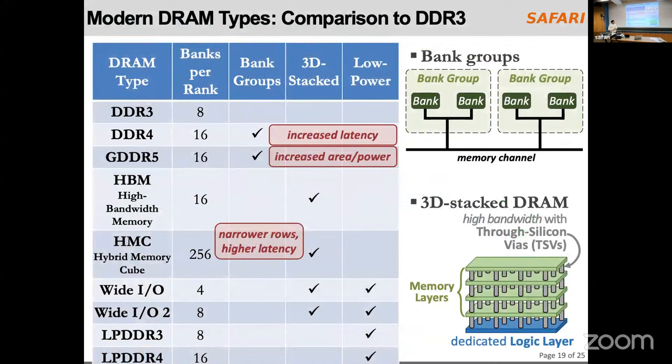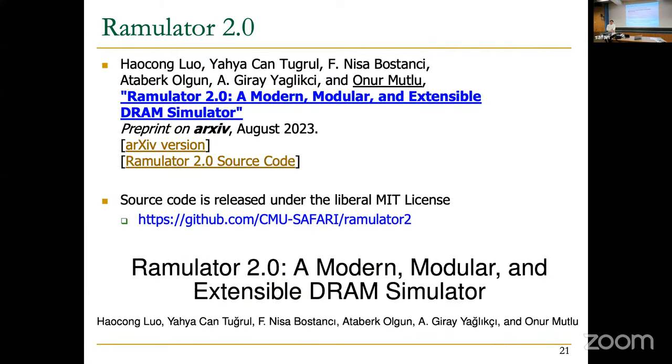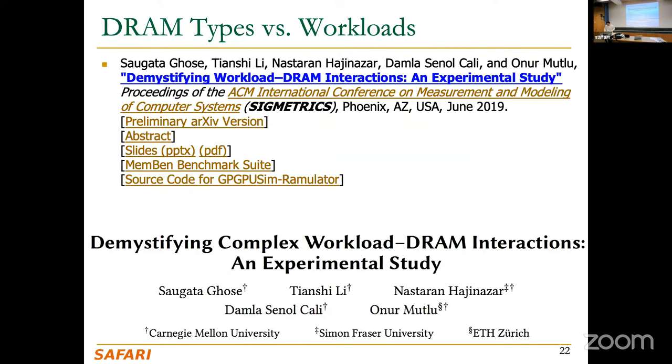You've seen this slide before in the memory latency lecture. This table compares recent standards to the DDR3 standard, so I won't cover this too much. You can find more details in this Ramulator paper and the newer version of Ramulator that's more modular and extensible. If you want to use Ramulator, it's better to use Ramulator 2 because it is easier to develop many different techniques. I think we will talk about this in a future lecture in much more detail as well. It also implements newer standards like DDR5 and HBM2 and perhaps 3. I'm not completely sure.